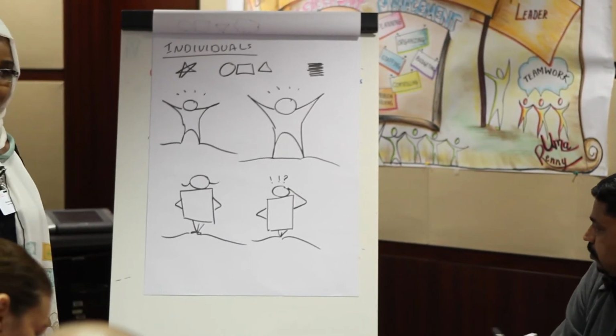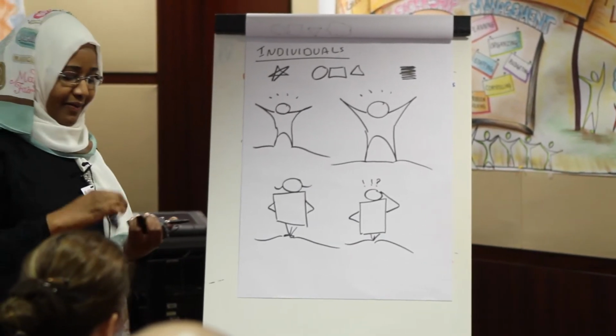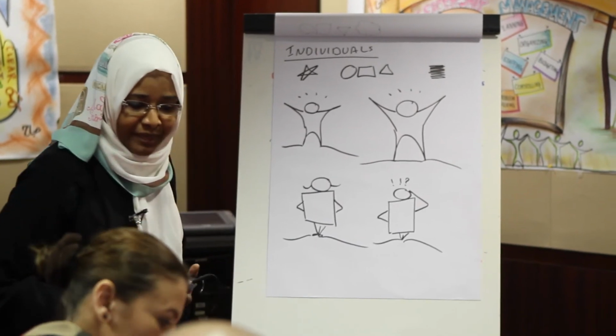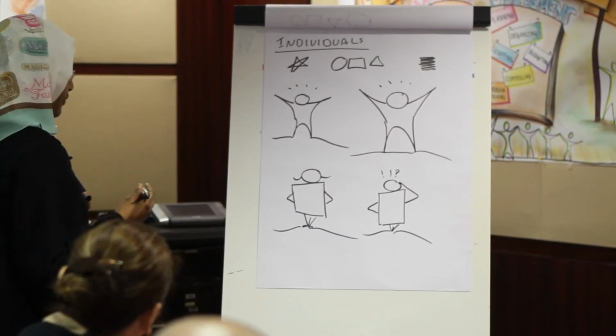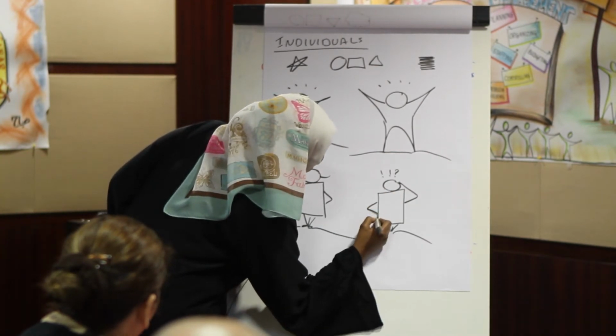Now, the second rule says that it should be simple. So if I'm going to draw a table, I'm not going to add another effect, like a shadow, and then it will be like that. No, it should be simple.